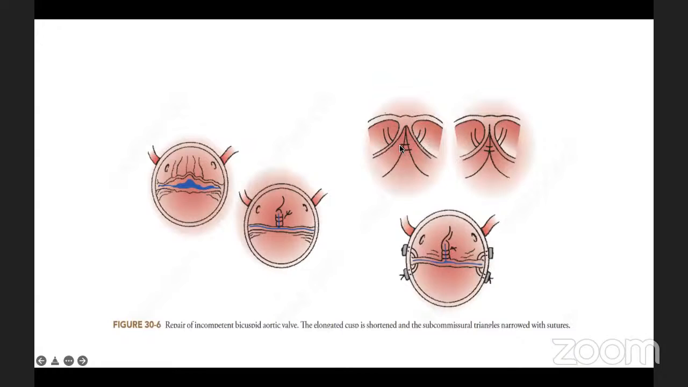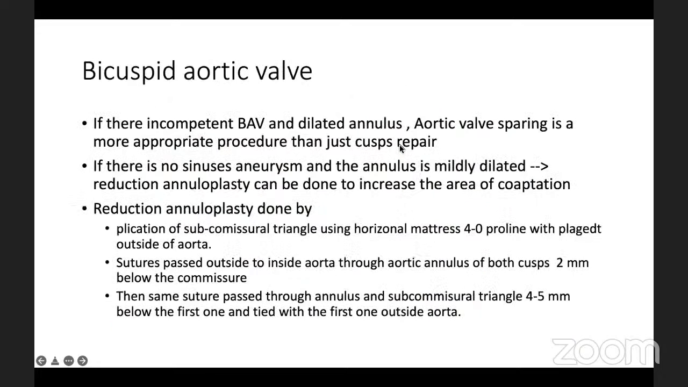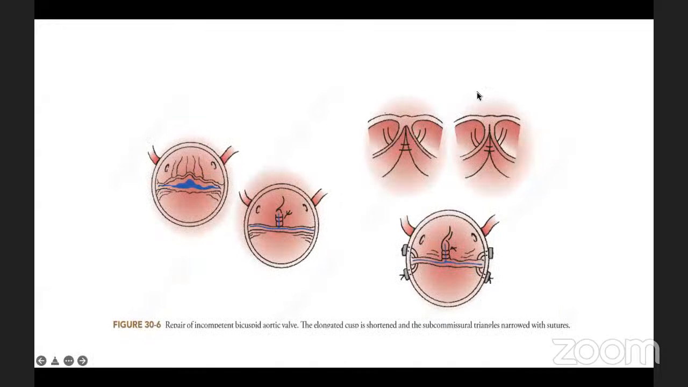subcommissural annuloplasty, reduction annuloplasty. If there is incompetent bicuspid aortic valve and dilated annulus, aortic valve sparing is a more appropriate procedure than just cusp repair. If there is no sinus aneurysm and the annulus is mildly dilated, then reduction annuloplasty can be done to increase the area of coaptation. The reduction annuloplasty, plication of the subcommissural triangle using a horizontal mattress Prolene plegeted outside the aorta, as shown in the pictures here.